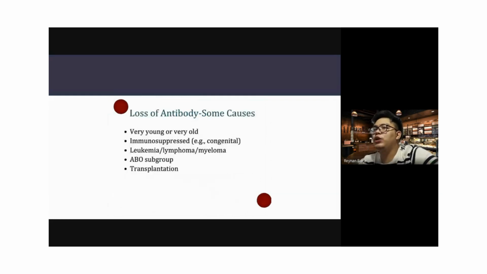So, ano yung possible cause? Meron siyang nawalang antibody. So, ibig sabihin, nababa yung titer ng antibody present sa kanya. Either very young kasi nag-develop pa ng antibodies or very old kasi nag-deteriorate na yung ating antibodies. Next, immunosuppression. Either congenital siya, inherit siya, leukemia, lymphoma, myeloma, yes. IVIG possible, and transplantation.